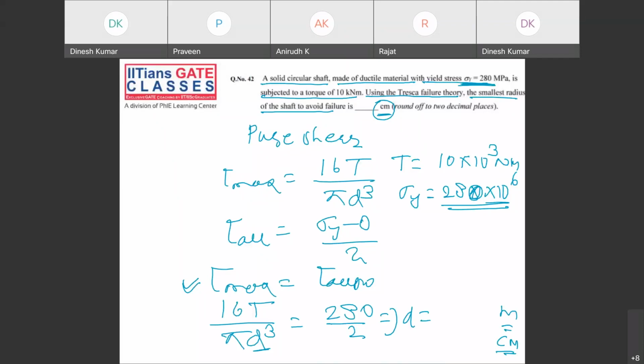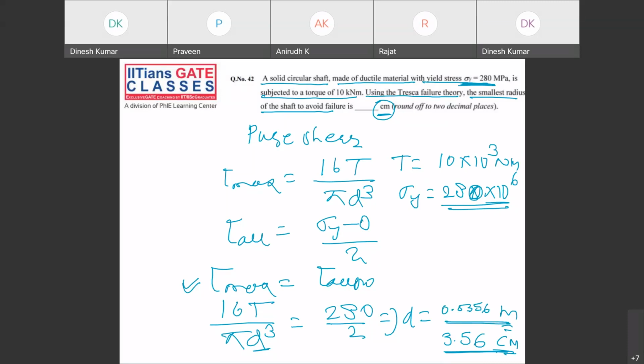So in centimeter, it is coming as 3.56 centimeter. So in meter, you divide by 100, you will get 0.0356 meter. Okay, any doubt? I think this should be fine.